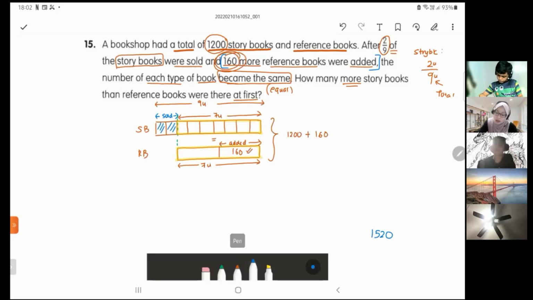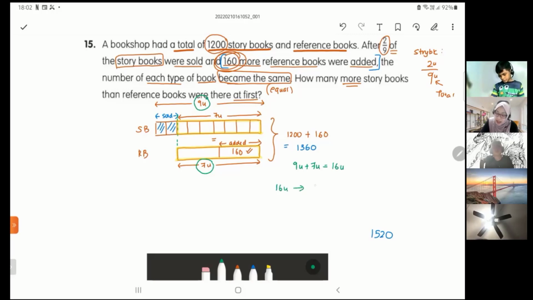All right, so 1,200 plus 160 is equal to 1,360. How many units is 1,360? This 1,360 is for everything. My 7 units and my 9, everything. Everything means 9 plus 7. So 9 units plus 7 units equals 16 units. 16 units represents everything, 1,360, including what I add in. So 1 unit is 1,360 divided by 16. I get 85.